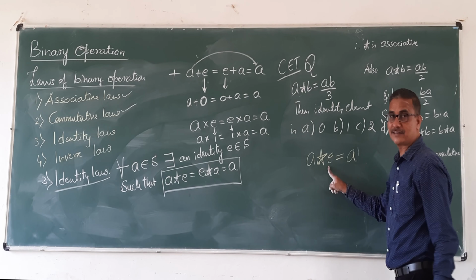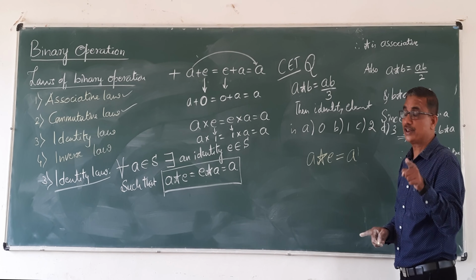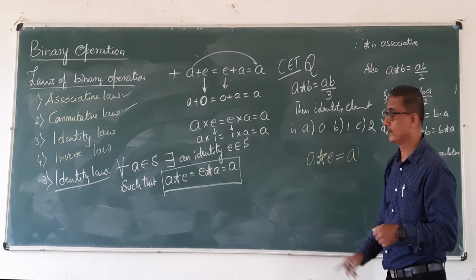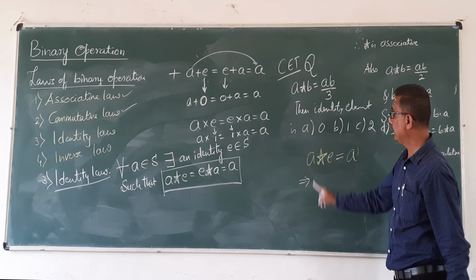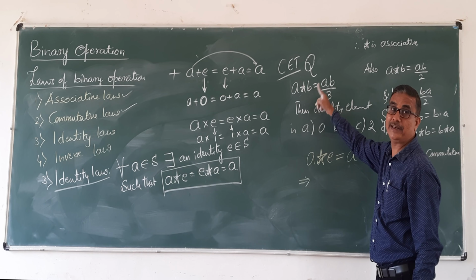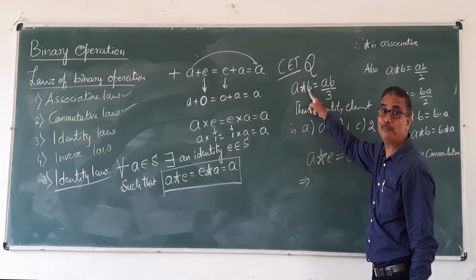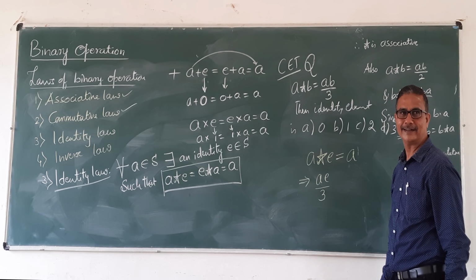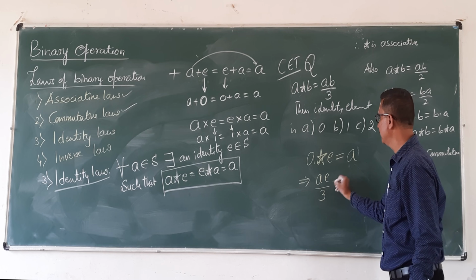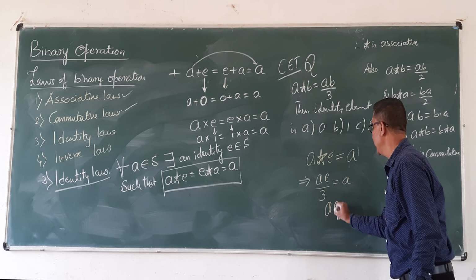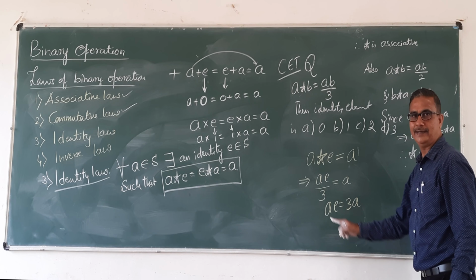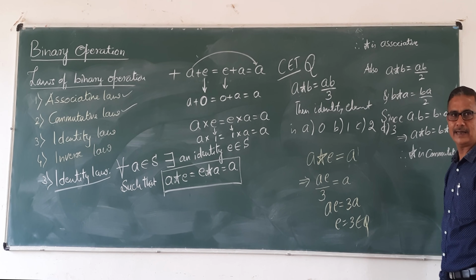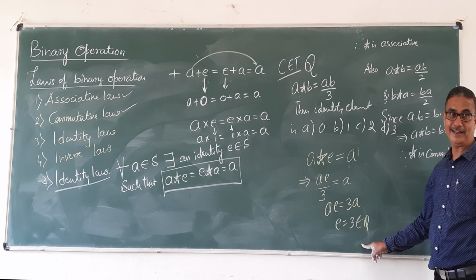Both are equal, by the commutative property. Now A star E is equal to A. The question is to find the value of E, and that value of E will also belong to the rational numbers. Using the definition A star E is equal to A, since A star B is equal to AB by 3, that is given. Instead of B, we have written E. So A star E is AE by 3, and AE by 3 is equal to A. Cross multiply: A into E is equal to 3A. Divide both sides by A: E is equal to 3. It belongs to Q, since 3 is a rational number. So the identity element is 3.